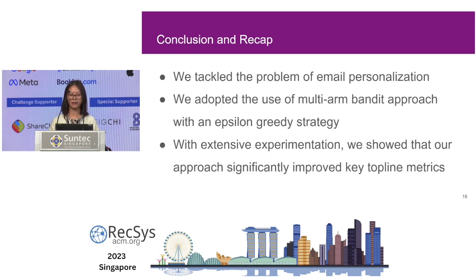With that, we have come to the end of this presentation. To recap what I talked about, we focus on the problem of email personalization. Our hypothesis is that doing this will increase customer engagement within our emails. We frame this as a multi-armed bandit problem and build up a system using the epsilon-greedy strategy to solve the problem. We tested our approach extensively through a combination of offline evaluation, off-policy evaluation, and online A/B test. And we showed that we are able to improve the top-line business metrics, including our click-through rate and conversion rate, significantly.